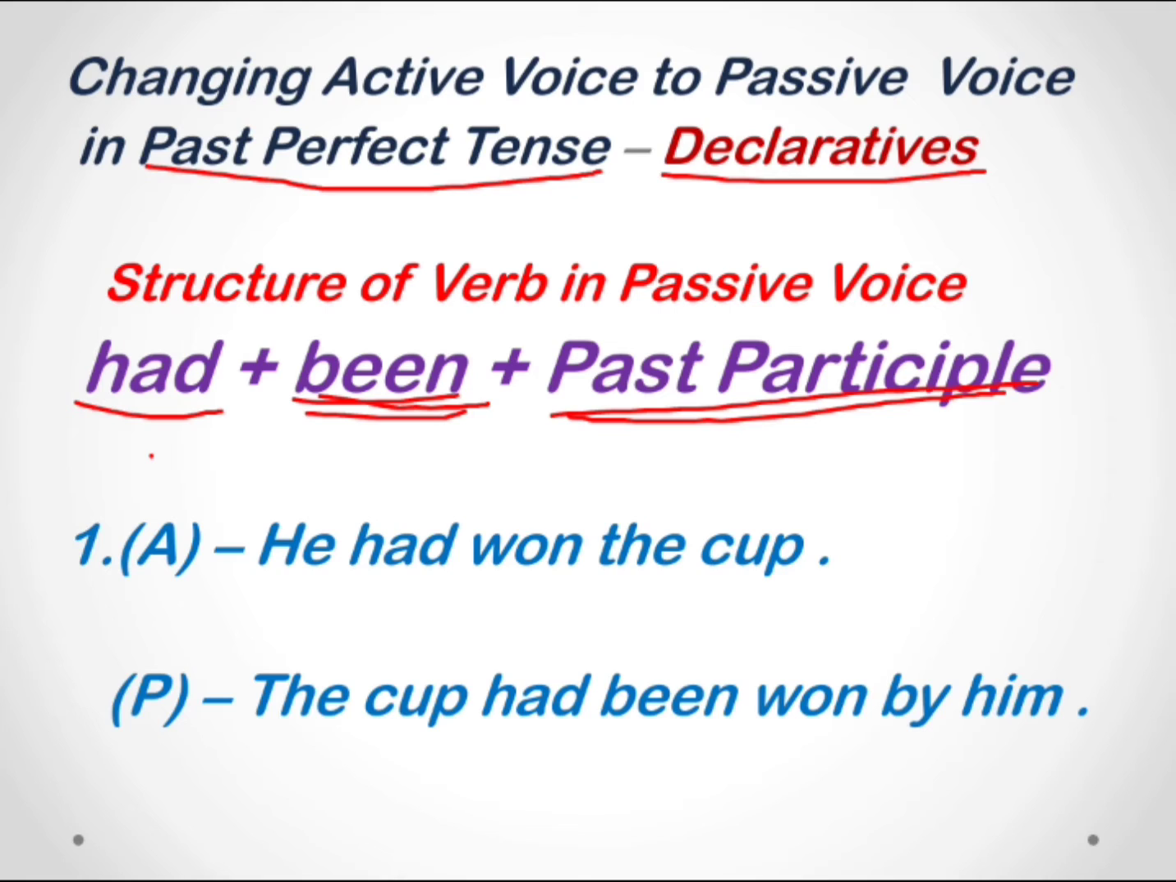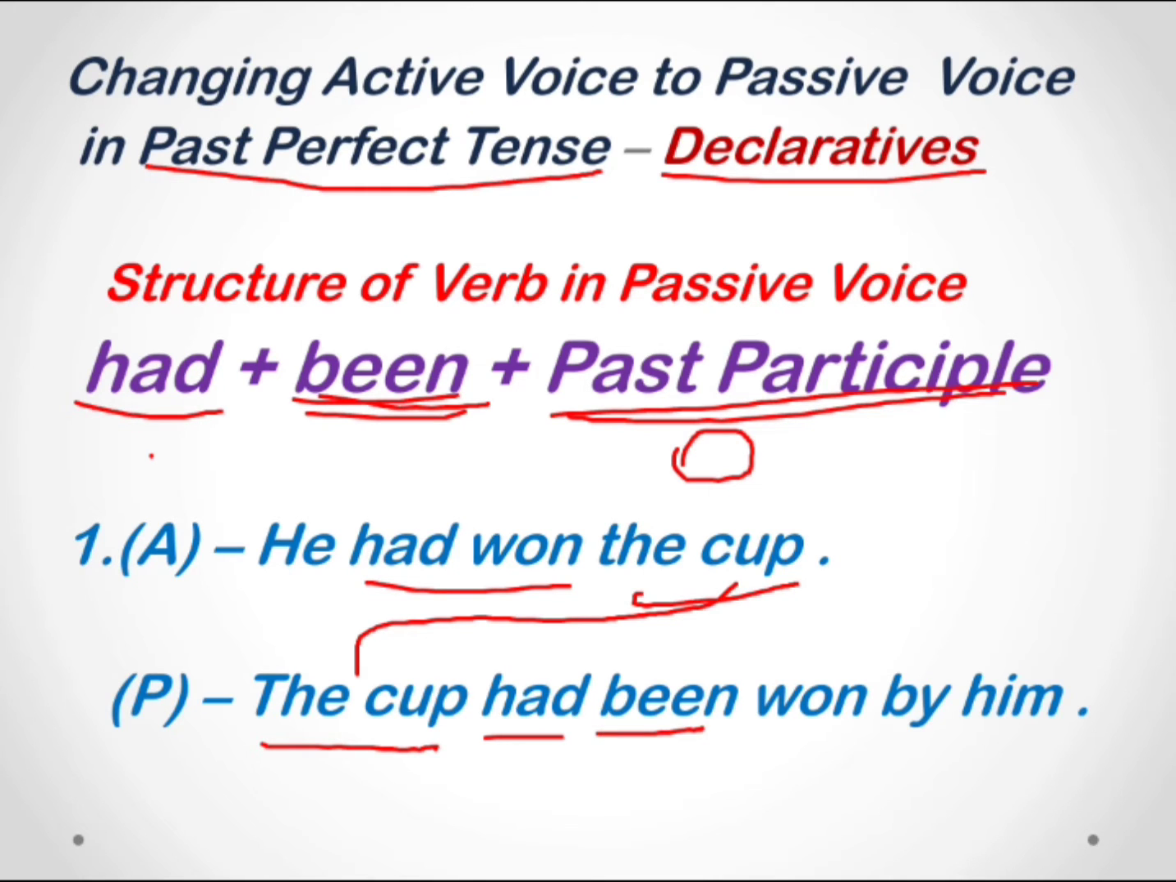Now, look at the sentences. The first sentence, he had won the cup. Here he is the subject, had won is the verb. What did he win? The cup. So this cup is the object. The object in the active voice becomes the subject of the passive voice. So we begin the passive voice with the cup. Had is the auxiliary verb that we have to use for the past perfect tense. In the passive voice too, we use had. And been is the be form of verb for the perfect tenses, so we use been. The past participle of win is won, and here again won.